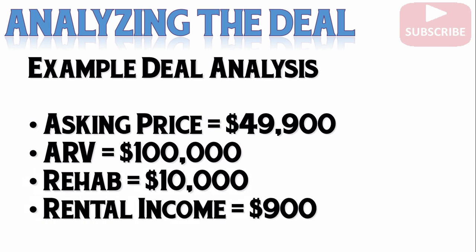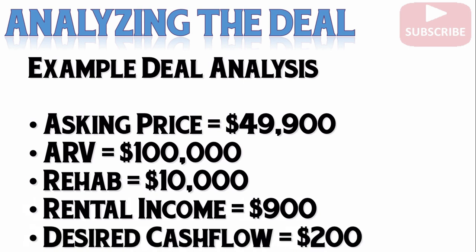The rental income on this property is $900 a month. Then we want to figure out our desired cash flow, which is, let's say, $200 a month, and that's net after all expenses.